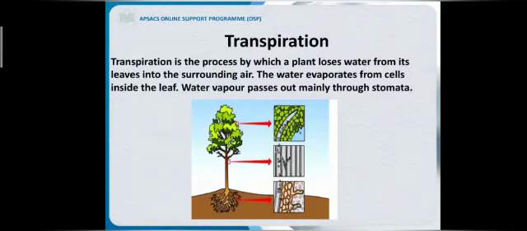Another topic is transpiration. Transpiration is the process by which a plant loses water from its leaves into the surrounding air. The water evaporates from cells inside the leaf. Water vapor passes out mainly through stomata. If you see in the diagram, the water goes into the plant through the roots, then to the stem, and from the stem towards the leaves.